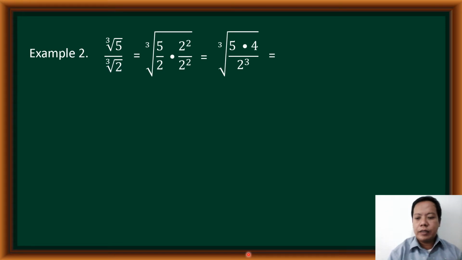Then after that, simplifying, we have the cube root of 20 over 2, because 5 times 4 is 20, and then the cube root of 2 cubed is 2, or simply cancel the index and exponent of the denominator. And this is our final answer.